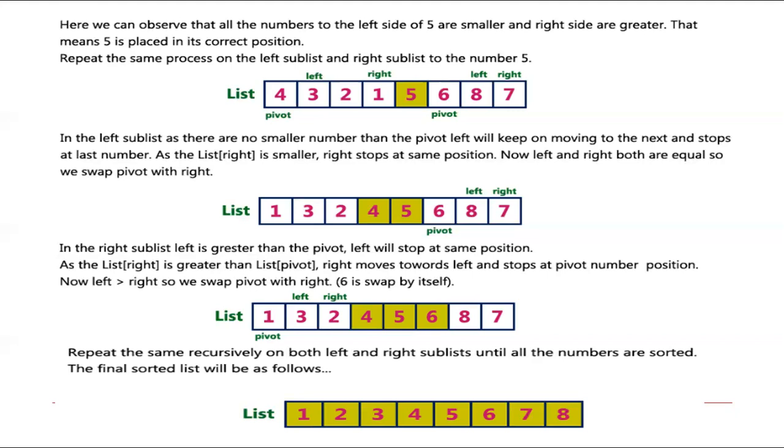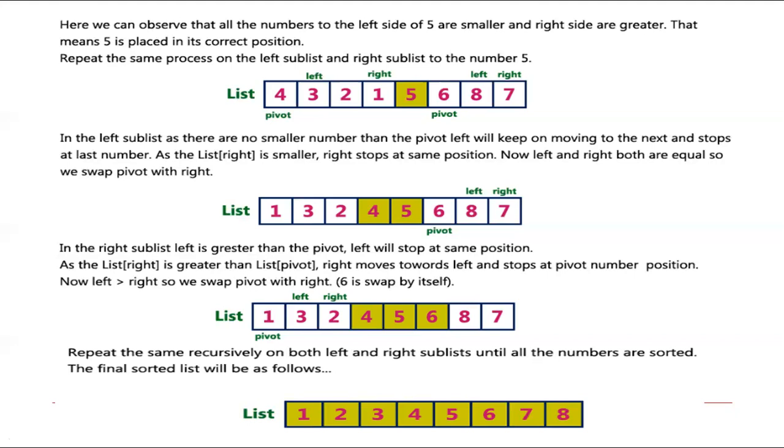First of all, we want to divide the list into two parts. The left part must have elements less than the pivot, and the right part must have elements greater than the pivot. Then similarly, the left array is arranged in sorted order, and the right array is also arranged in sorted order. Finally, we will get a sorted array: 1, 2, 3, 4, 5, 6, 7, 8.